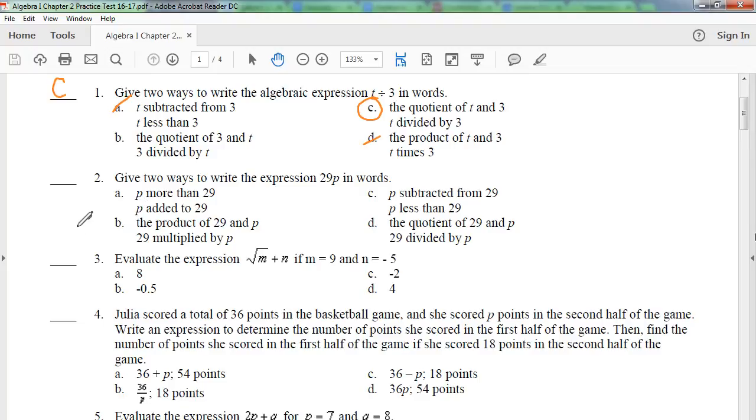Number 2 says, give two ways to write the expression 29p in words. When you have a number right next to a variable, that implies multiplication. So divided by and added to, subtracted from, it must be option B.